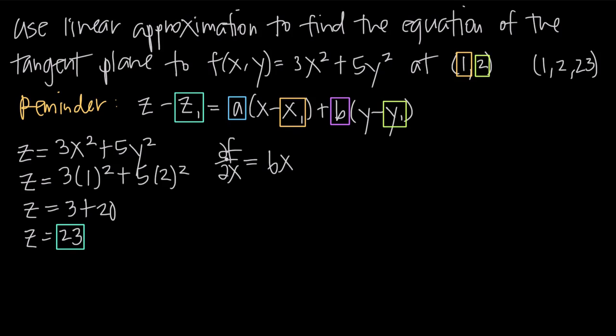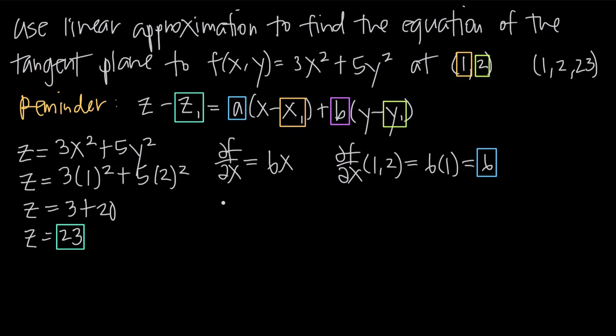Then what we'll do is evaluate this partial derivative at the point (1, 2). So the partial derivative of f with respect to x at the point (1, 2) is going to be equal to 6 times x, or because x is 1 here, 6 times 1, which is 6. So this is the value of a that we're going to be plugging in for a.